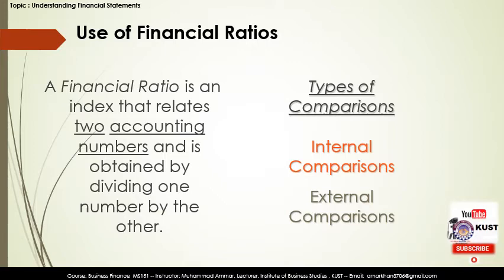Use of financial ratios. A financial ratio is an index that relates two accounting numbers and is obtained by dividing one number by the other. We also know about the ratio that we previously checked in our mathematics, that dividing one number by the other and we get the ratio, right? So types of comparison can be internal comparison and external comparison.